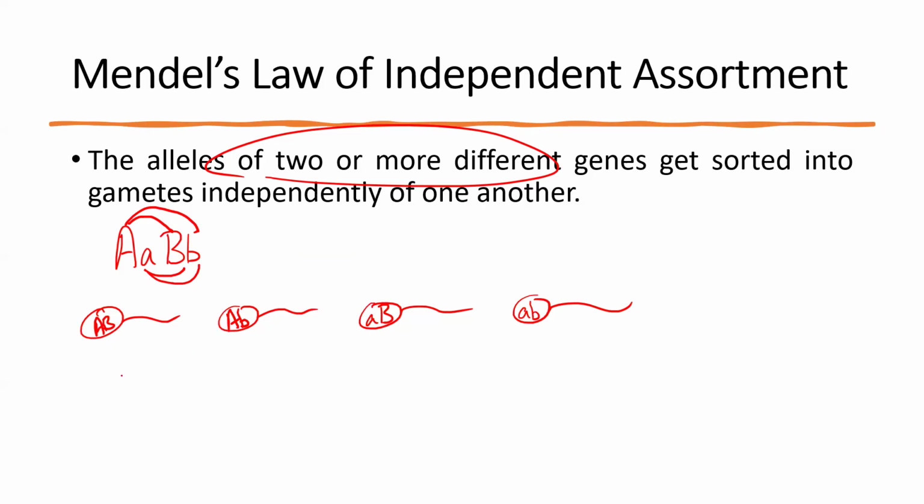Let's try another one. What if I have A, B, like this? Okay, let's write down the possible gametes. Just write it out first. Don't yell it out. Write down the gametes. This is the genotype. What kind of gametes are they going to produce?